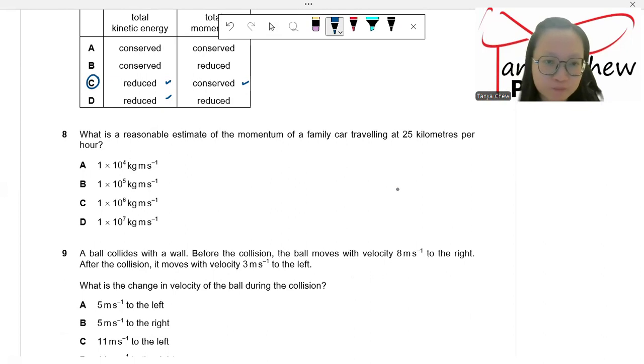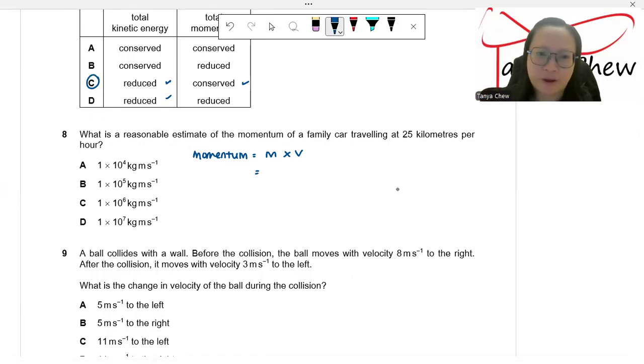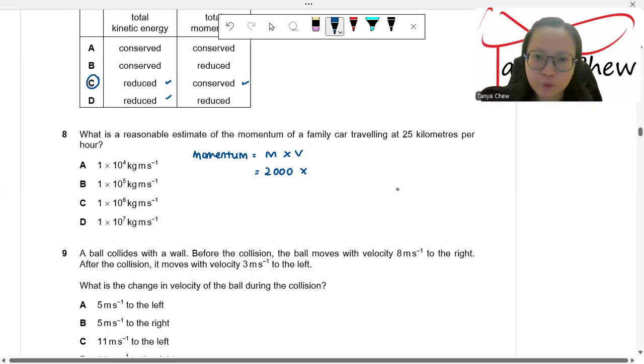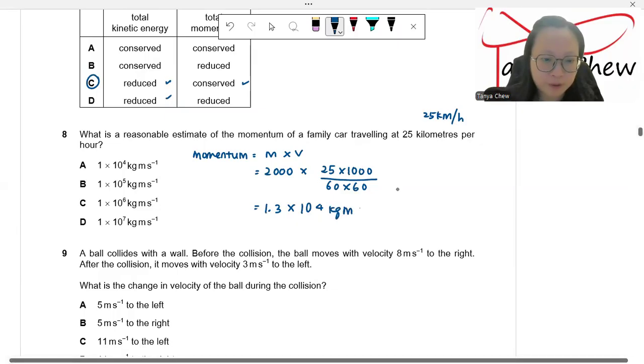I am going to state that momentum, maybe I just estimate, momentum is mass times velocity. Oh, this velocity, I got to change it to meter per second. I would estimate the mass of a family car, maybe 2,000, times velocity, 25 km per hour. So kilometer is 1,000. You want to change it to meter. 1 hour, 60 minutes, 1 minute, 60 seconds. So I'm going to do it right now. 25. So I got 1.3 times 10 to the power of 4 kilogram meter per second. So 1.3, I round it off to 1. 1 times 10 to the power of 4 kilogram meter per second. A is the answer. So estimation is you estimate the mass of the family car.